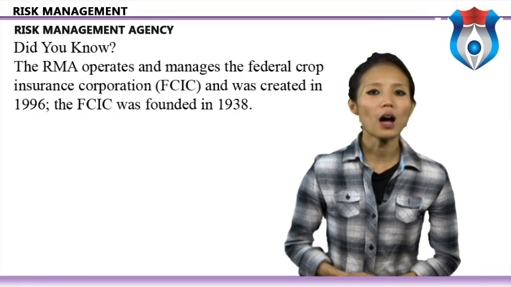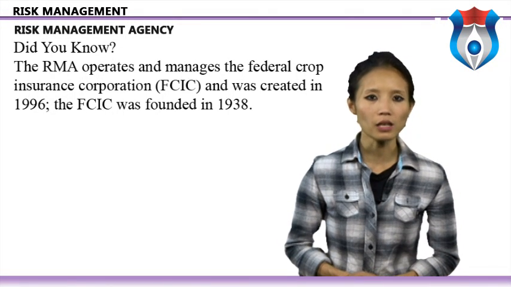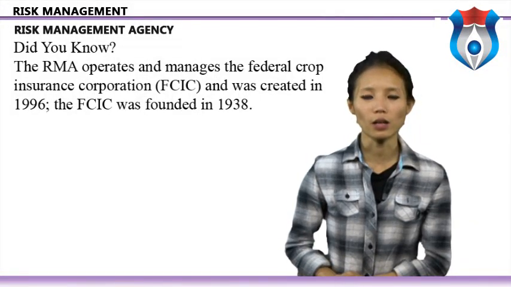Did you know? The RMA operates and manages the Federal Crop Insurance Corporation, FCIC, and was created in 1996. The FCIC was founded in 1938.